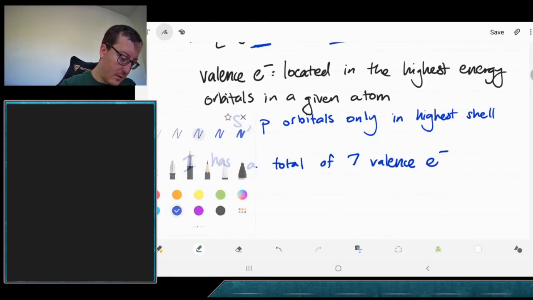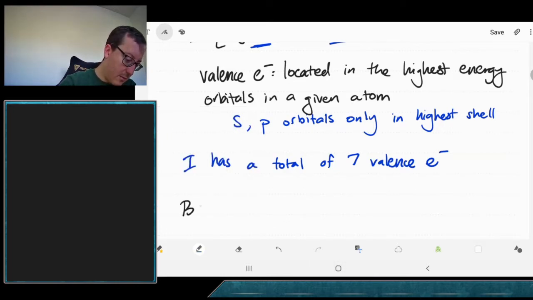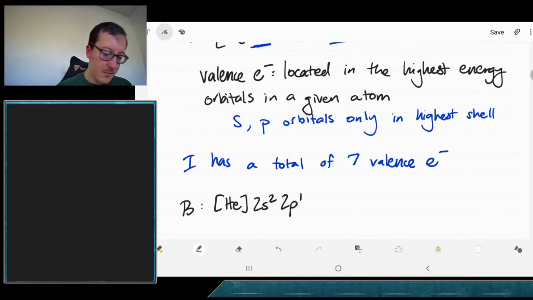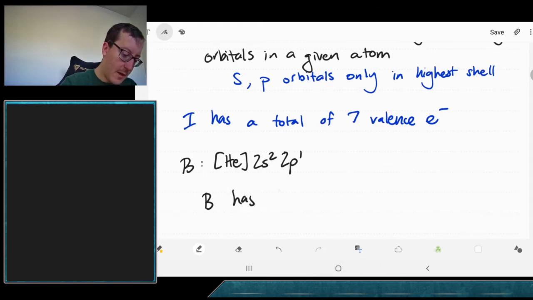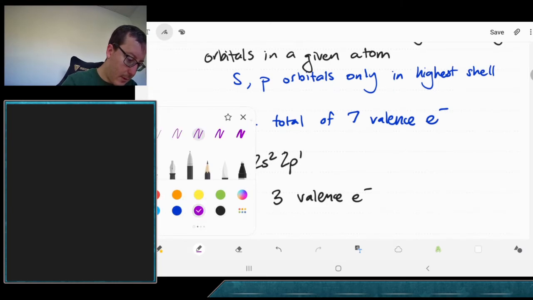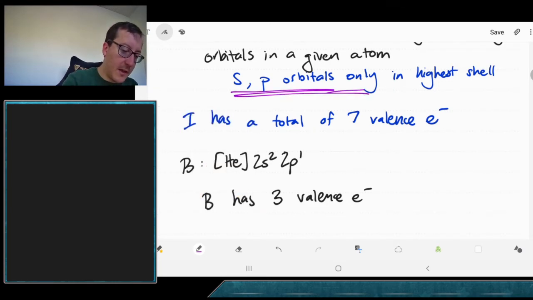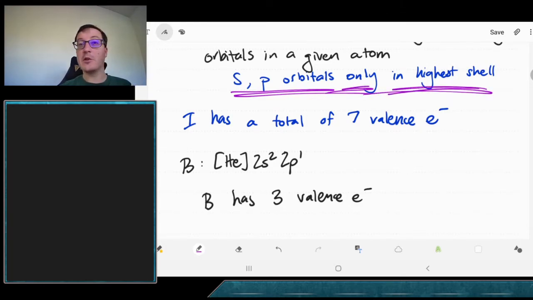If we take a look at another one, boron was helium 2s2, 2p1. We would say boron has 3 valence electrons. So the big thing for valence is that we're dealing with s and p orbitals only in the highest shell. Whatever your highest shell is for your atom, it's always going to be after your noble gas configuration, if you're doing a noble gas configuration, or it's just the highest number shell. Anything in s and p for those will be considered a valence electron.